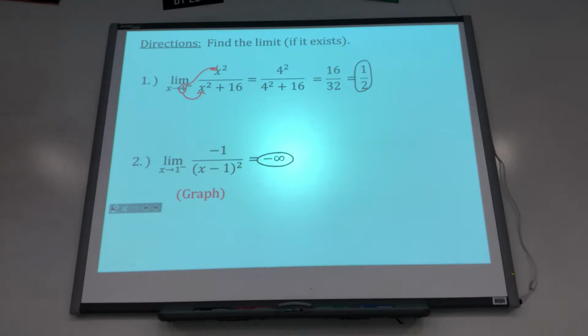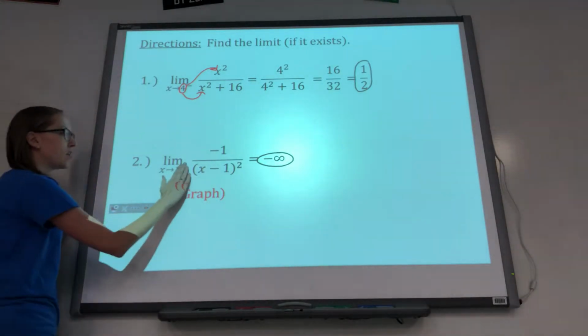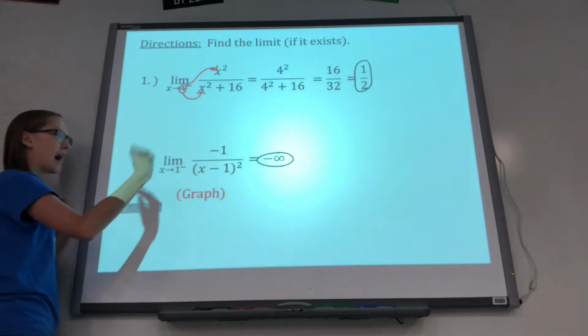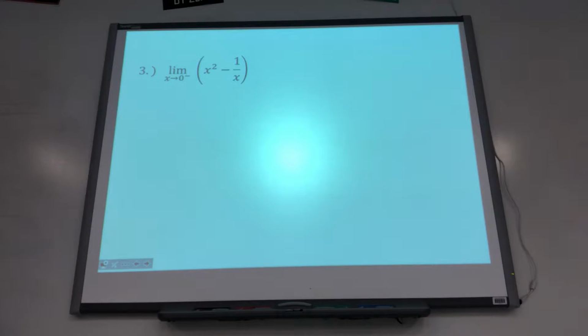Now, just by looking at that graph, if it had been from the right, my answer would still be -infinity. And also, if it had just been from both sides, by looking at the graph, both sides are going down, it would still be -infinity. All right, let me keep going here. Stop me if you have any questions.